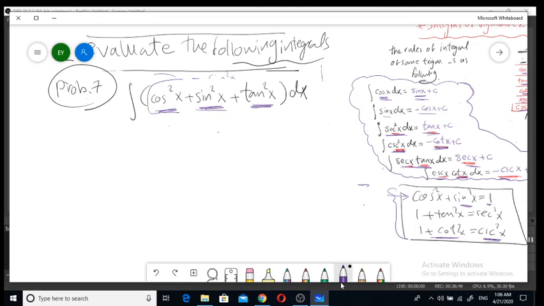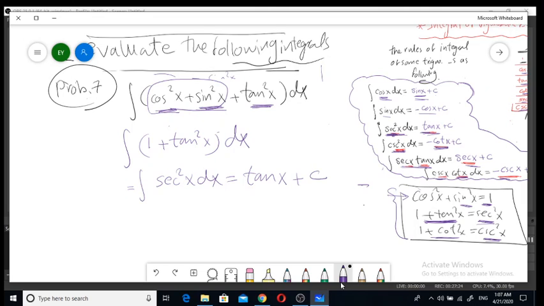We know that cosine squared x plus sine squared x is equal to 1. So the integral of 1 plus tan squared x dx, and we know that 1 plus tan squared x is equal to sec squared x, and we have studied sec squared: the integral of sec squared x will give us tan x. So we have the integration of sec squared x dx, it will give us tan x plus c, and this is the final answer.